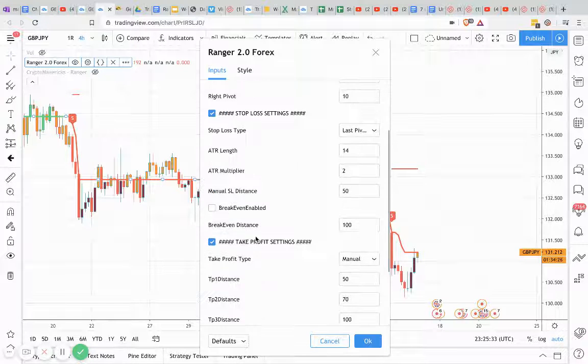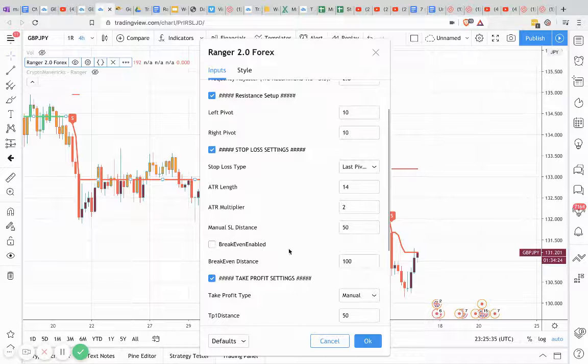Another thing I'll briefly touch on is that you have the option here to move your stop loss up to your break even. That's going to be in my stop loss video. So stay tuned for that, guys.